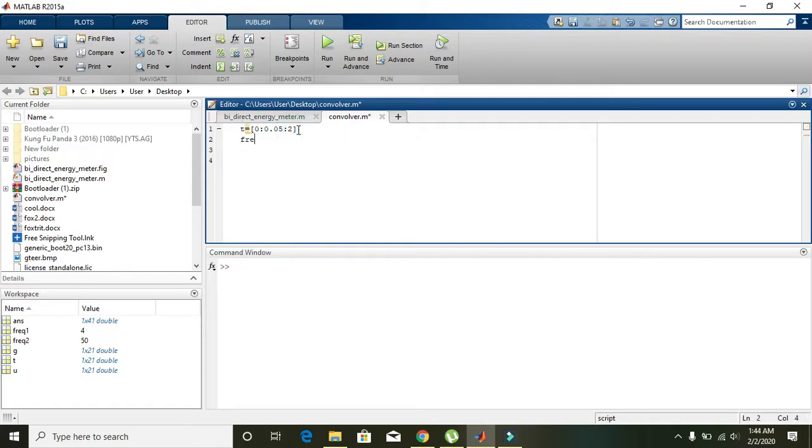Then we will come towards the frequency, and we initialize the frict1 variable with 4. Then again one more variable, that is frict2, which is actually having the frequency for the second signal.